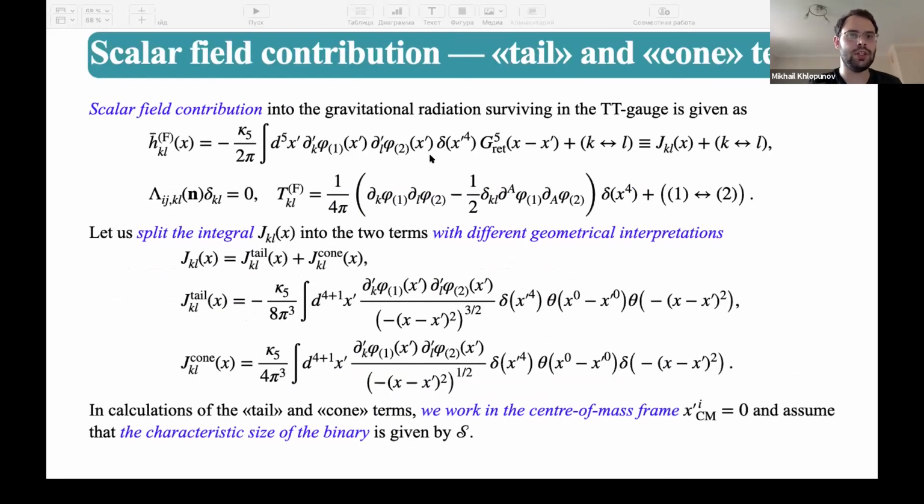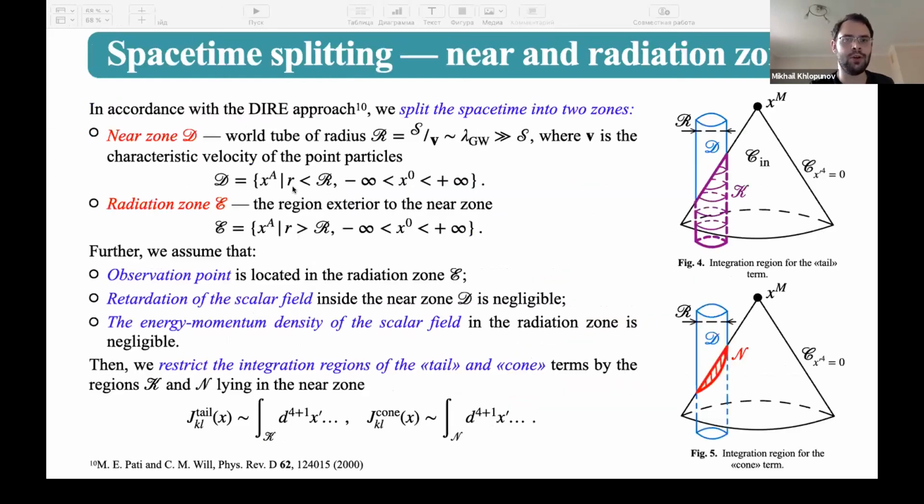Now we can turn to the contribution of the scalar field. It can be obtained in the following form, taking into account the properties of the lambda tensor, and we can split it into the 2 terms with different geometrical interpretation. For calculations of these 2 terms, we will use the Dyer approach from the post-Newtonian expansions.